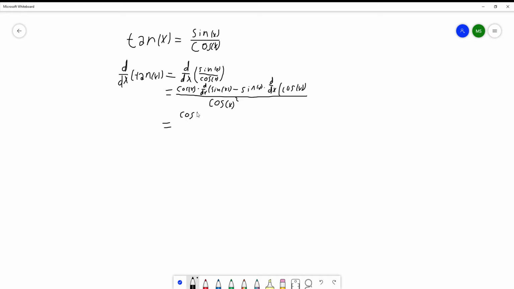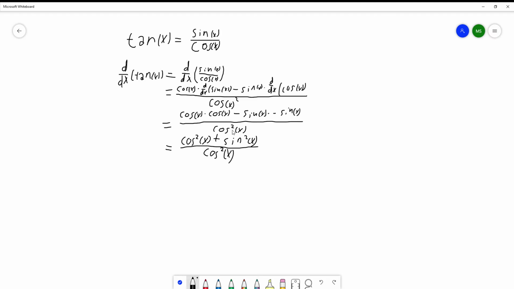That's going to be cosine of x times this is going to be cosine of x. We have to subtract sine of x times, well, the derivative of cosine of x is negative sine of x, and then divided by cosine squared of x. So we can make this better. So that's cosine squared of x from this. Then minus times minus is plus. Then sine squared divided by cosine squared of x.